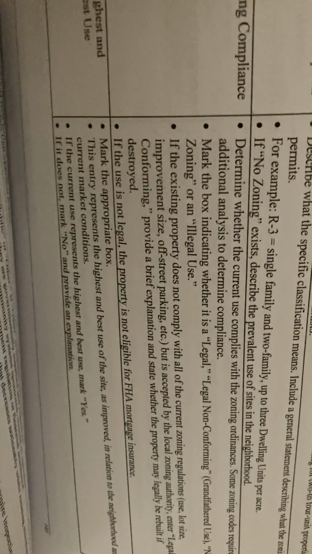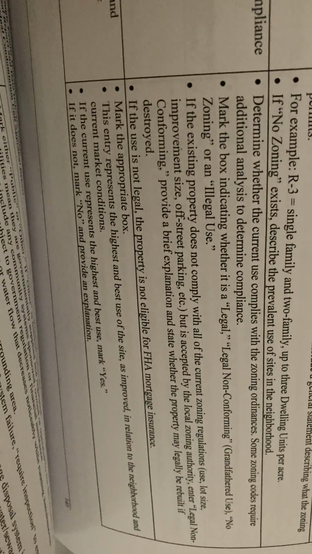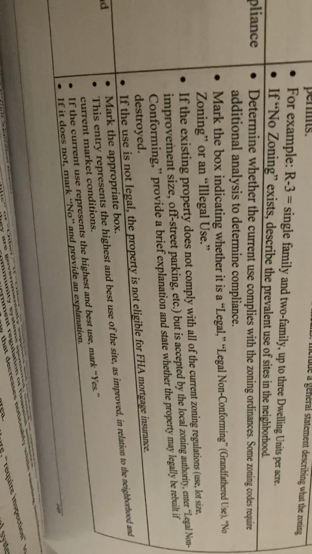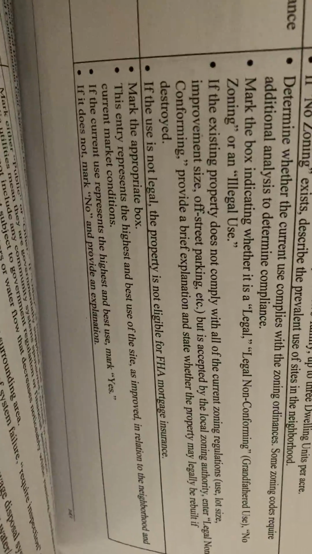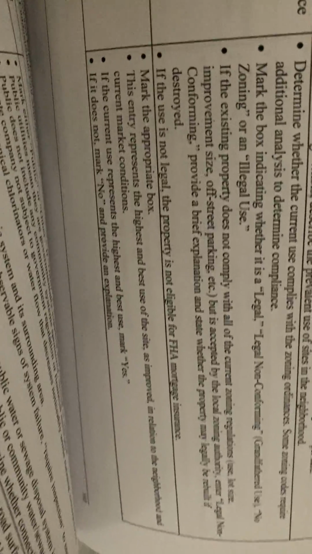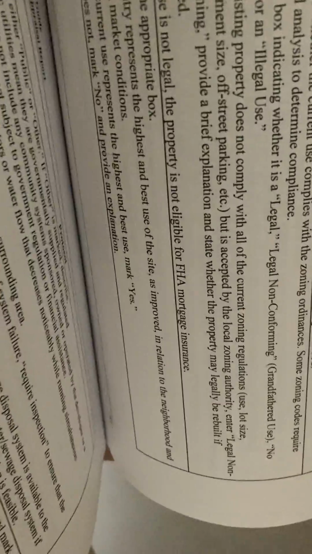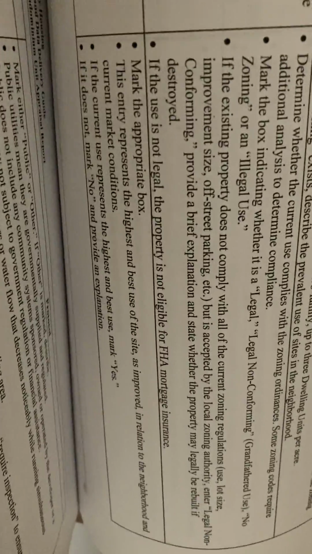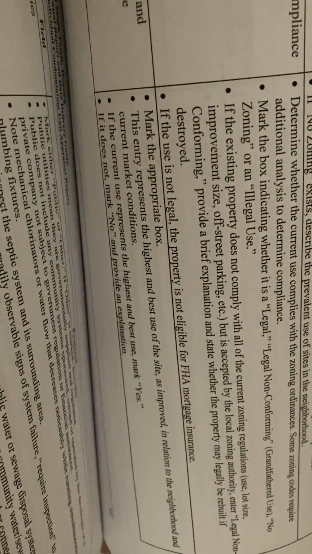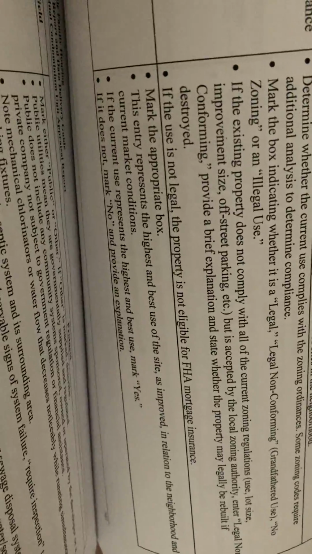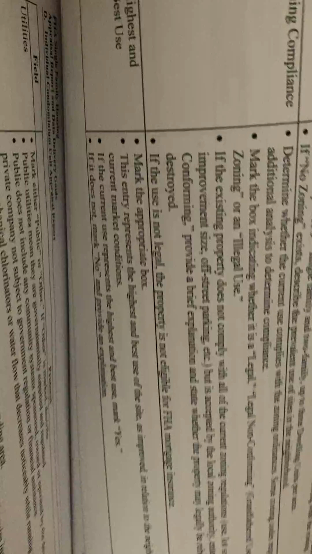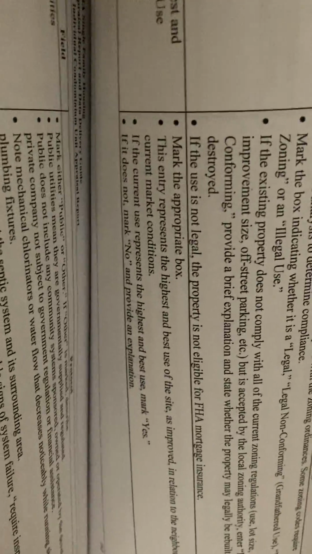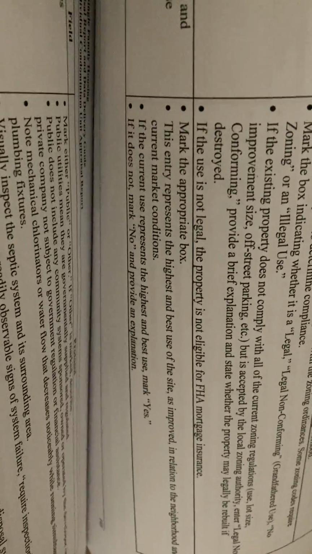If the existing property does not comply with all of the current zoning regulations, use, lot size, improvement size, off-street parking, etc., but is accepted by the local zoning authority, enter legal non-conforming. Provide a brief explanation and state whether the property may legally be rebuilt if destroyed. If the use is not legal, the property is not eligible for FHA mortgage insurance.